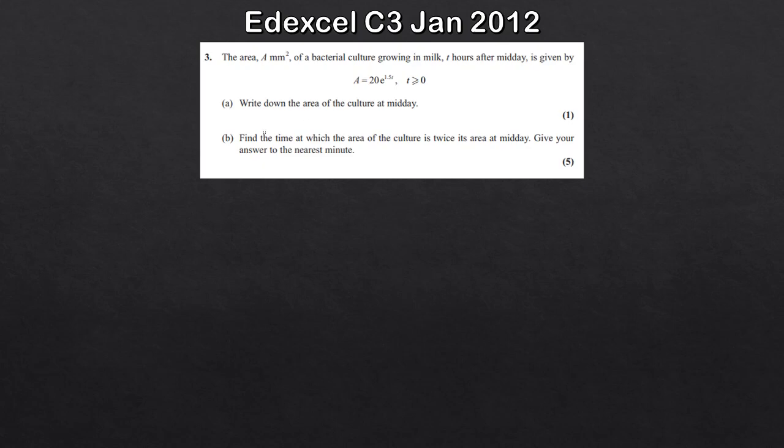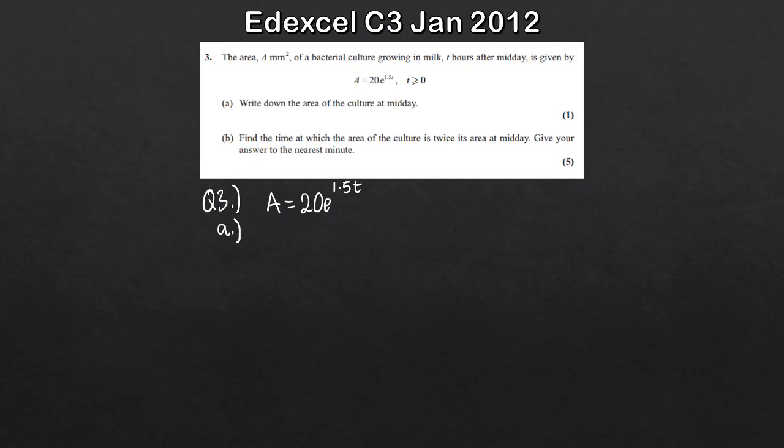So we've got the area of a bacterial culture growing in milk t hours after midday. Okay, so the equation that models that is given as A equals 20e to the 1.5t, and t is just a positive number here. So the area of the culture at midday, again, just 1 mark.